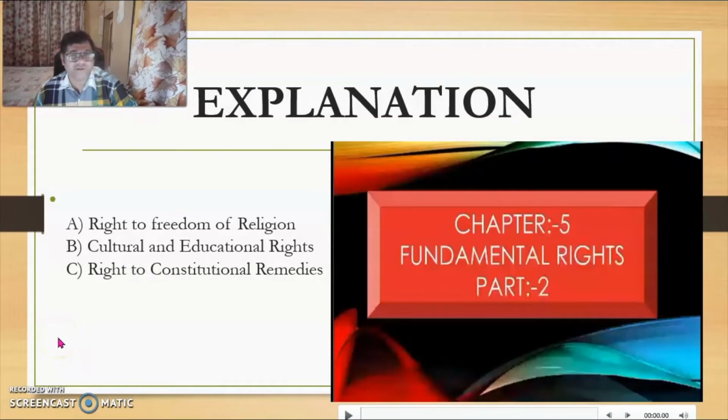Now that you have understood attentively the differences between fundamental rights and duties, now we will go into the explanation of this part 2. In this you will learn three main fundamental rights. Which are they? Right to freedom of religion, cultural and educational rights, right to constitutional remedies. So I want you to watch this video very carefully and understand it.